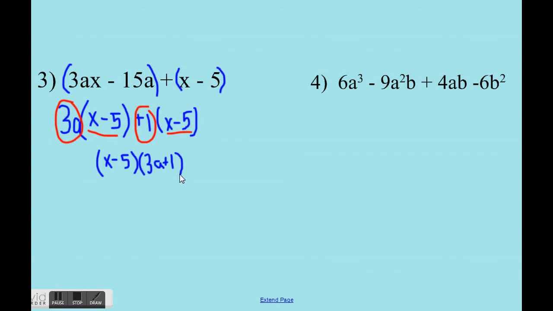Example number 4, you can now pause the video and try this problem by yourself.